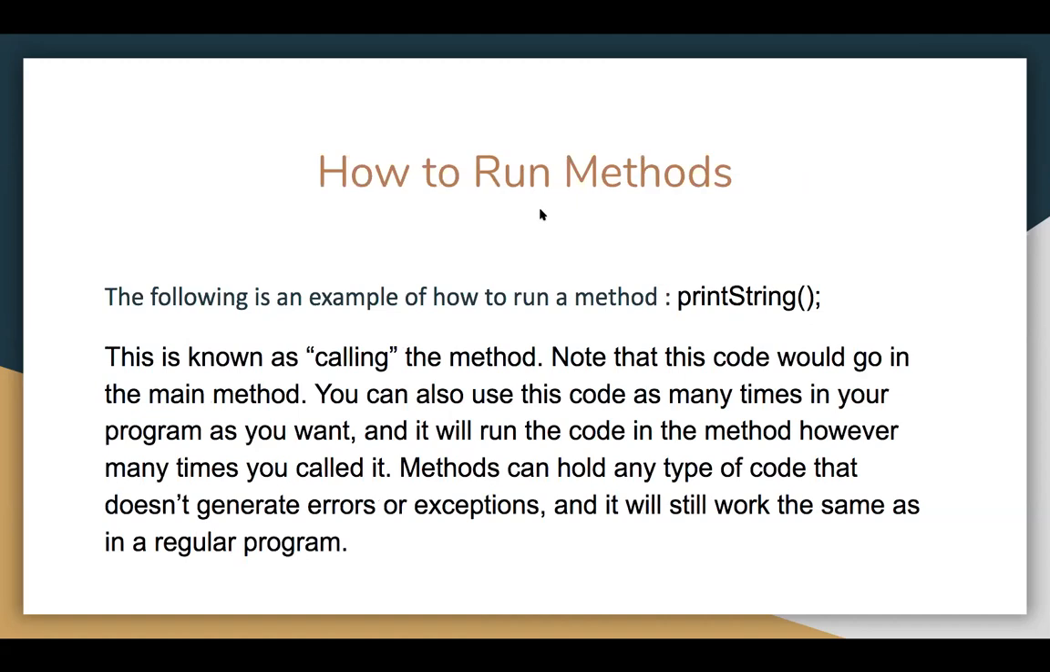I talked about calling methods before, and this is how to call methods. This is an example of how to run a method, using the example from the other slide. You can see right here goes the name of the method, parentheses, and then a semicolon. This is known as calling the method. Note that this code would go in the main method, instead of outside the main method. You can also use this code as many times in your program as you want, and it will run the code of the method however many times you called it.